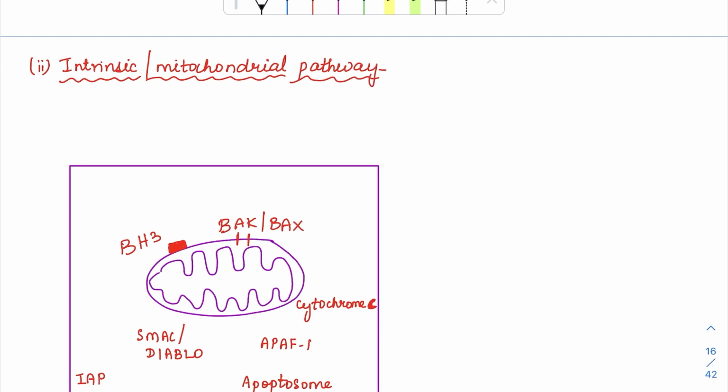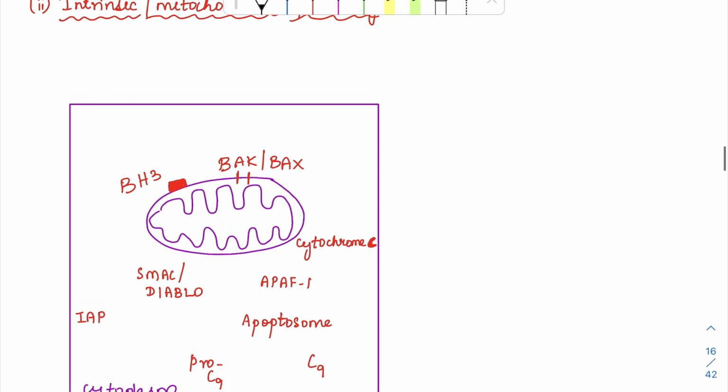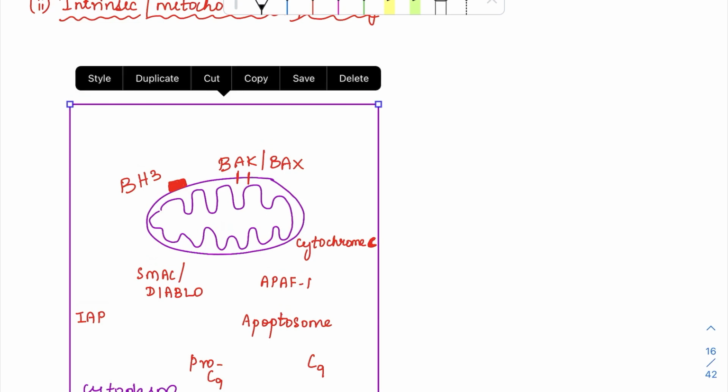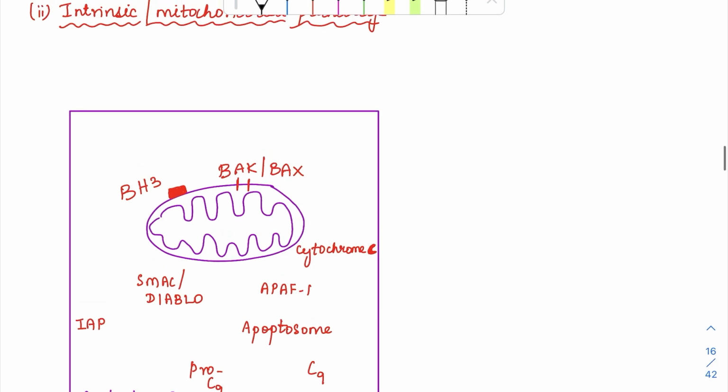Then we'll see about the intrinsic or the mitochondrial pathway in the initiation phase. So for this, suppose this is the cell I have drawn in this box. There is going to be an injury to this cell. Whenever there is an injury, it is going to be detected by the BH3-only proteins, which were BIM, BID, BAD, PUMA and NOXA.